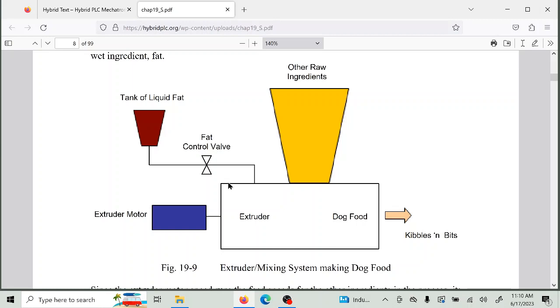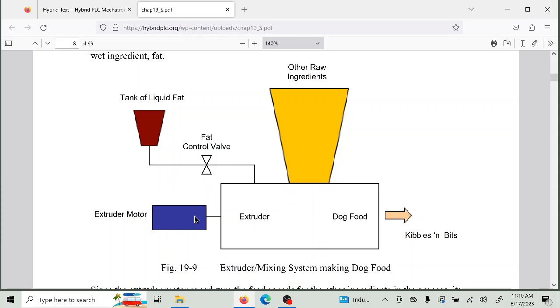And they wanted to vary the percent of fat in the extruder by percent. So if the motor went faster, you would get more. If it went slower, you would get less. And they wanted 2%, 3%, 4%, 5% of the output to be from this variable right here.